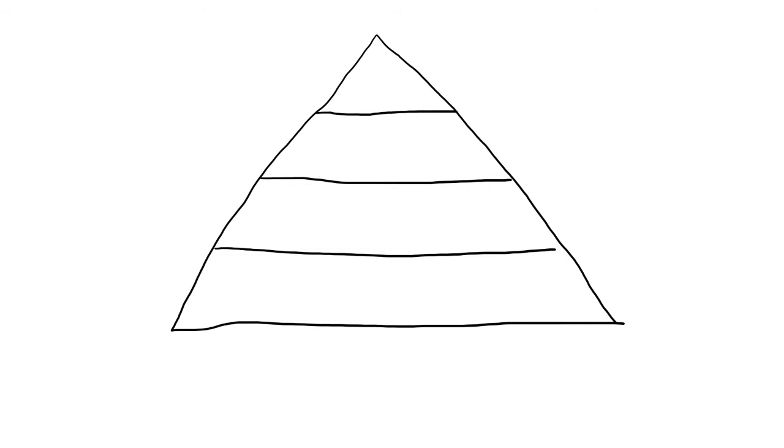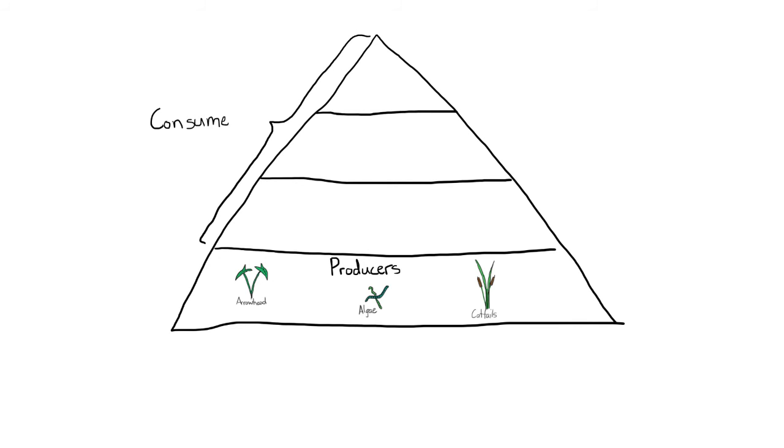The first level is the producers, and you've heard lots about these. I won't dwell on them. These are our plants like the cattails and the arrowheads, but don't forget about the algae as well. The second level is going to be our primary consumers. Actually, the next three levels are all different types of consumers.